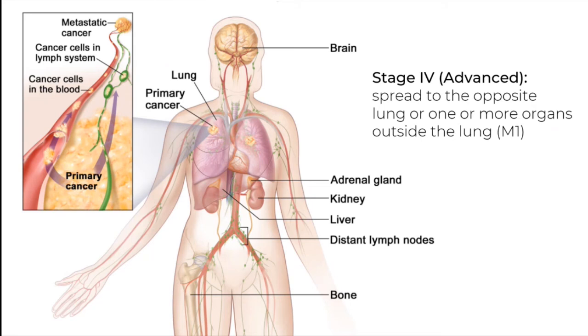The lung cancer spreads through the lymphatic system or through the blood circulation and sets up shop elsewhere. For example, the adrenal gland, the liver, lymph nodes outside of the chest, in the abdomen, the pelvis, the bone, the brain. So if there is spread, then we call that stage 4 or advanced disease.